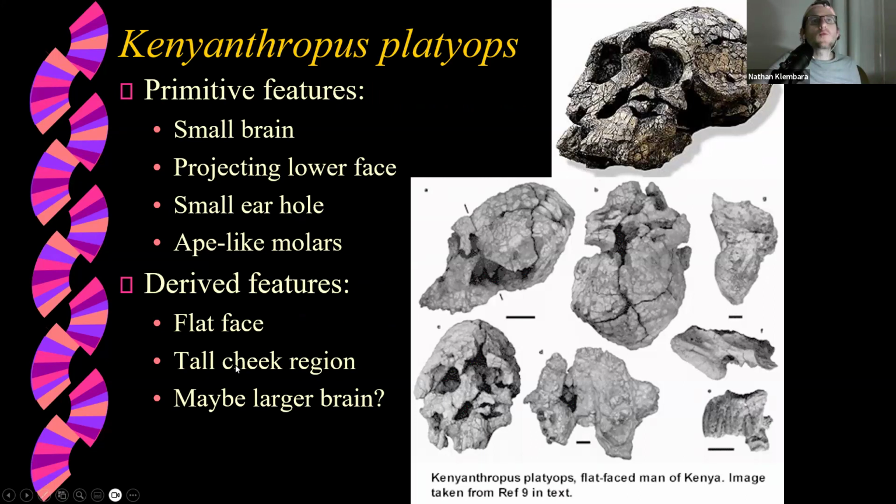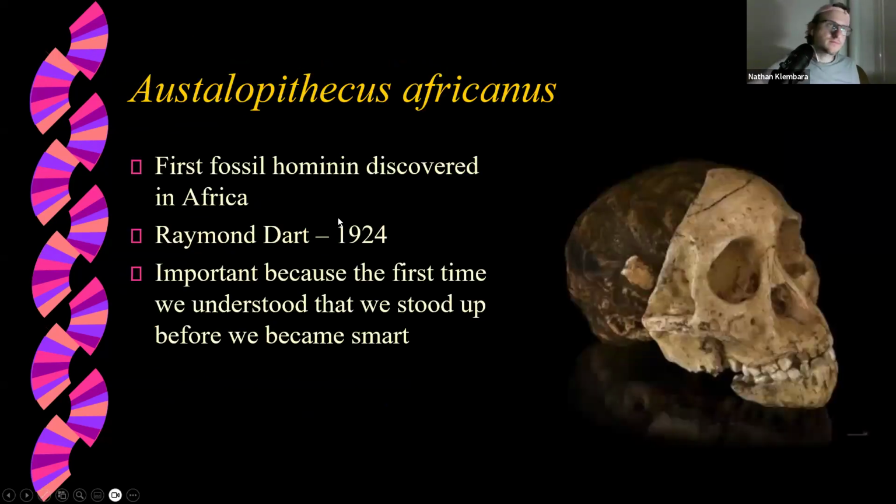The only real derived trait would be that flat face. It does have a taller cheek region. It does have perhaps a little bit larger of a brain, although the jury's still out on that, because that also depends on how you reconstruct it. So just a lot going on here, a lot of unknowns. If it is real, it could be a real cool thing in human evolution. If it's not real, then this is all bunk and it's all for nothing.